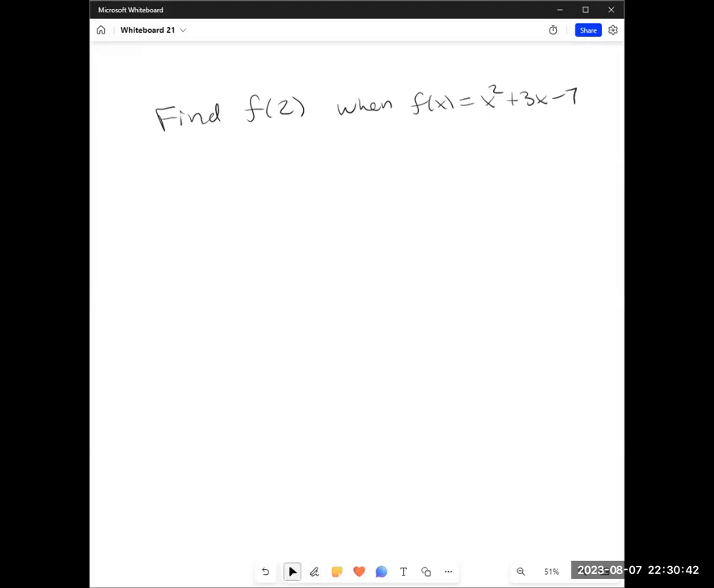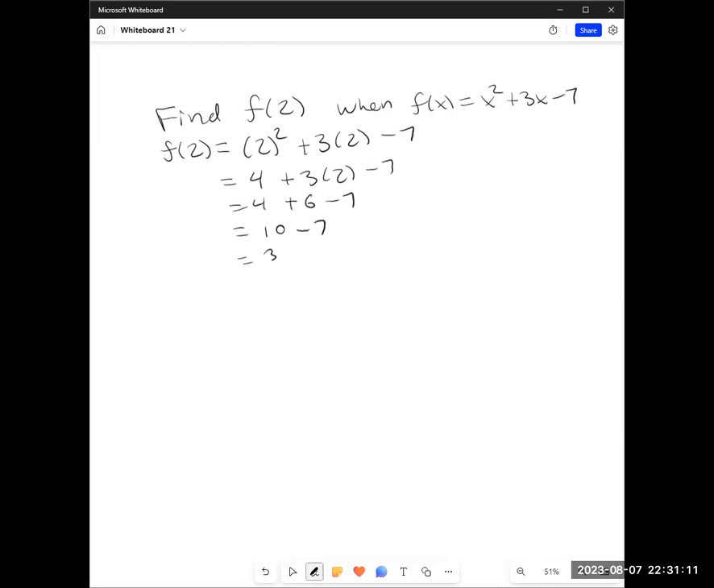3x minus 7. To evaluate the function f of 2, we're going to say f of 2 is equal to 2. We replace the x's with 2's here. Leave everything else alone. Now we're going to follow our order of operations. Take care of our exponents first, then our multiplication. Then we add and subtract from left to right, like so. So we get that the answer is f of 2 is equal to 3.